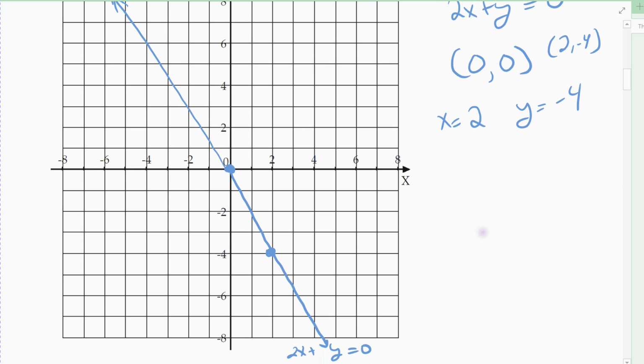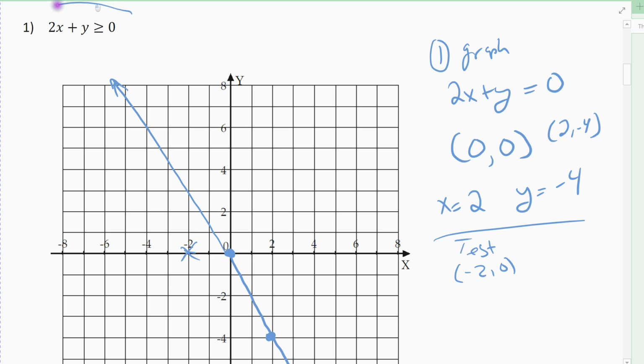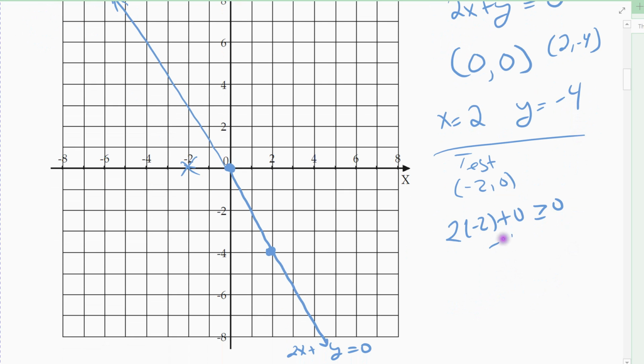Then I just have to figure out, do I shade to the left of this line, or do I shade to the right side? So I pick a point on each side. (0, 0) I can't pick because it's on my line. So when I do my testing, I'll pick (-2, 0). That's the one on this side. And remember, I plug it into the original. So I plug negative 2 in for x and 0 for y. So I get 2 times negative 2 plus 0, and so I get negative 4 greater than 0. And that's false. Alright, so that's the false side.